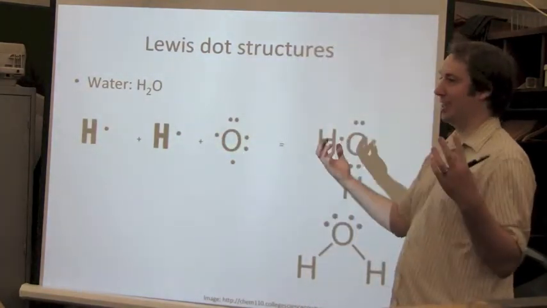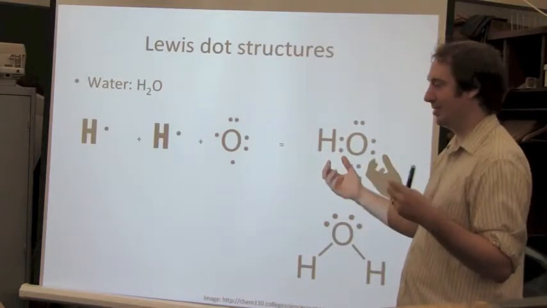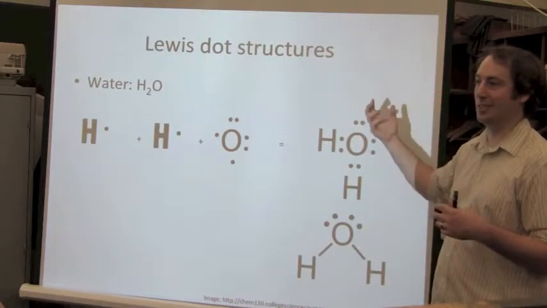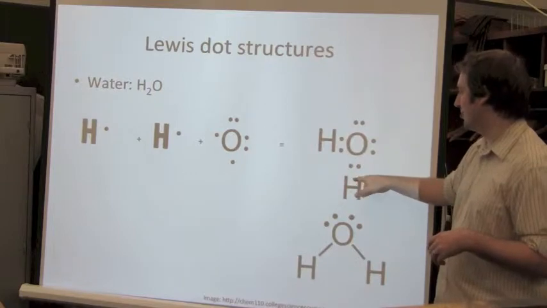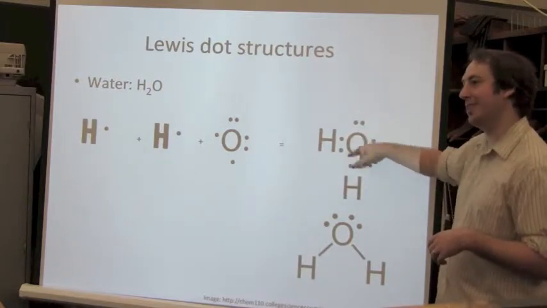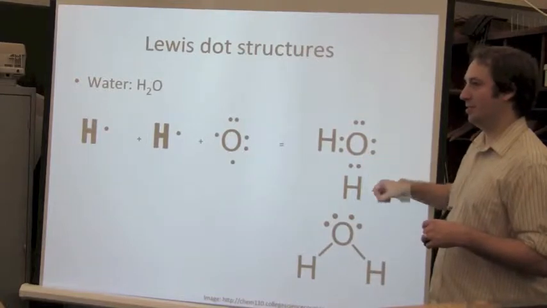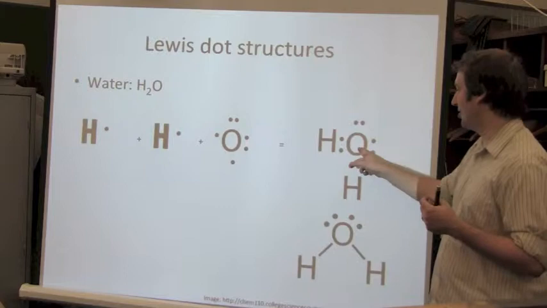They want to be noble gas-like. So they're going to form bonds in order to be like the noble gases. So this oxygen wants 8 electrons around it, in order to be like neon. So it's going to form bonds with these 2 hydrogens, and now you can count up the electrons. It has 8. And the hydrogen is like helium, so it's going to want 2 electrons around it. So it's going to share electrons with oxygen.